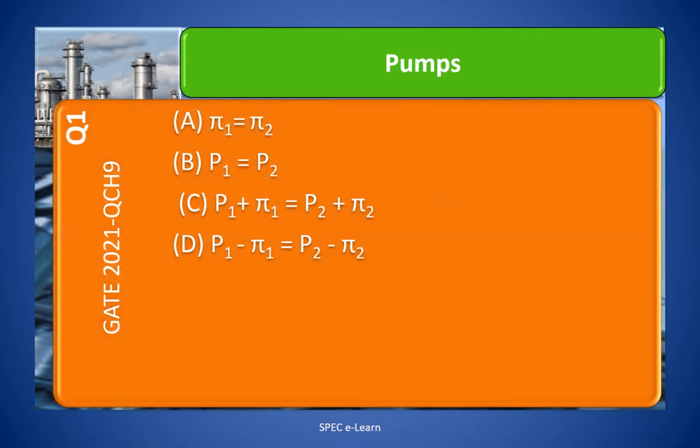Option A, Pi1 equal to Pi2. Option B, P1 equal to P2. Option C, P1 plus Pi1 equal to P2 plus Pi2. Option D, P1 minus Pi1 equal to P2 minus Pi2.